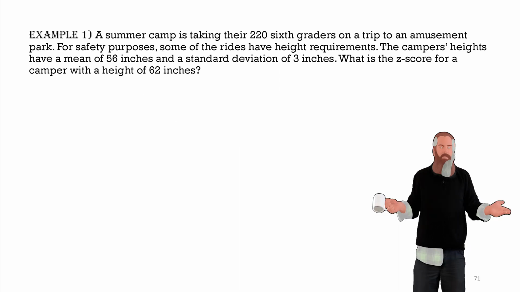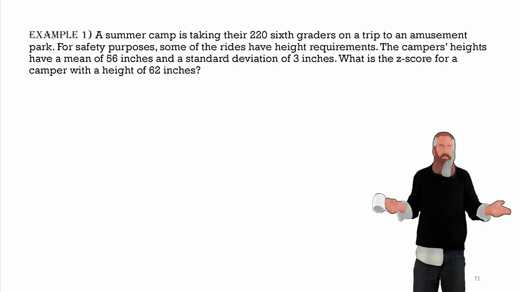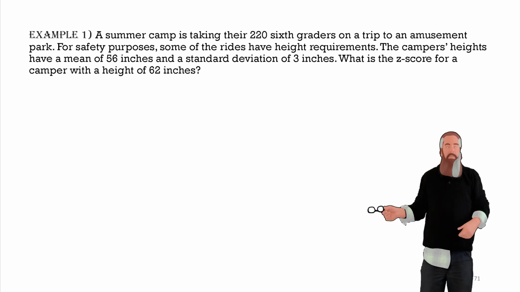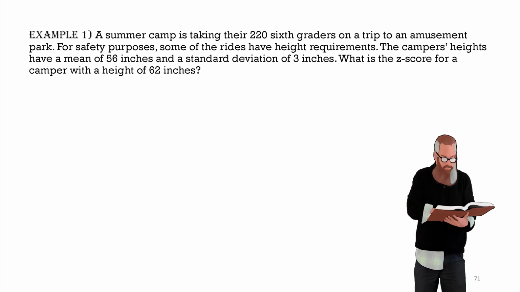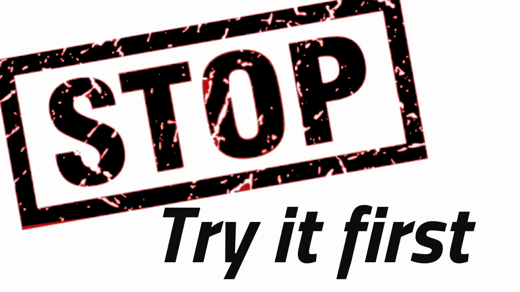A summer camp is taking 220 sixth graders on a trip to an amusement park. For safety purposes, some of the rides have height requirements. The campers' heights have a mean of 56 inches and a standard deviation of 3 inches. What is the z-score for a camper with a height of 62 inches?